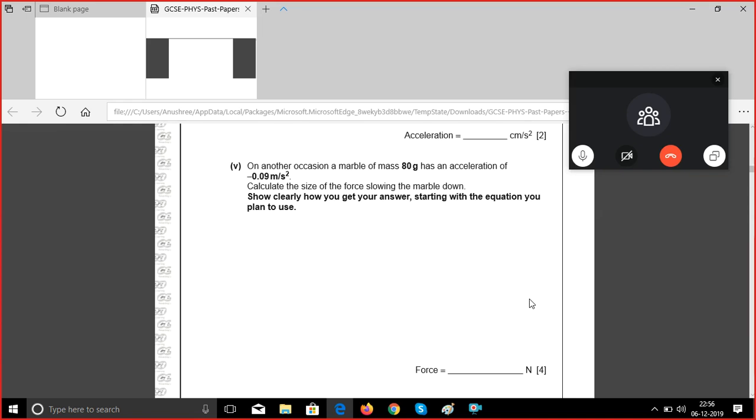Not newtons, it's 7.2 times 10 to the power minus 3 because it's 80 grams. The unit should be in kilograms, so first you have to convert this into kilograms. So the answer is 7.2 times 10 to the power minus 3, because 1 gram equals 10 to the power minus 3 kilograms. Is this clear, or should I write this one? No, it's clear. So times 10 to the minus 3.